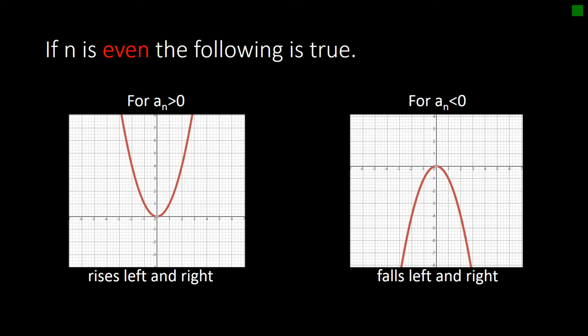Now, if the degree of the polynomial n is even, and if the leading coefficient a sub n is positive, we're going to rise left and rise right. If n, again, is even and the leading coefficient is negative, we're going to fall left and we're going to fall right.